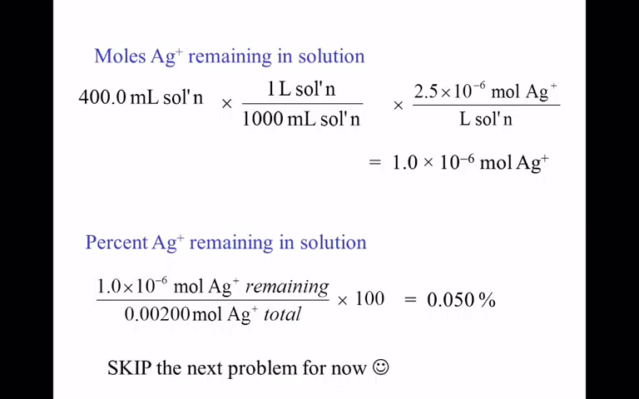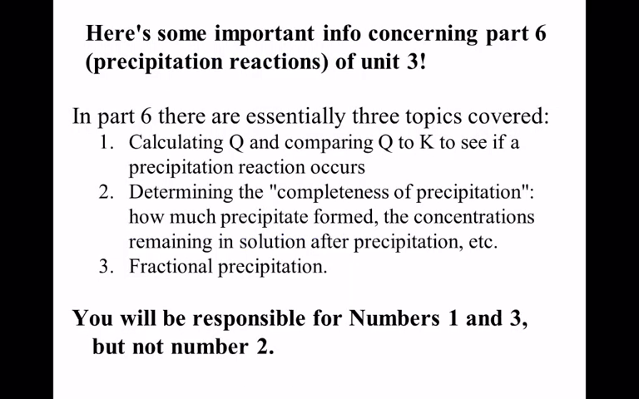So, skip the next problem for now. In part 6, there's ultimately 3 types of problems. One we just did: we calculated Q and compared it to the K to see if a precipitate would form. If the Q is bigger than the K, then a precipitate will form. If it's less than the K, the precipitate will not form. You're responsible for that, and you're also responsible for what we're going to talk about on Monday. I want to give it a little bit of time before we talk about fractional precipitation. It's not very many slides, but I think that would be good for us. So those two, but you don't need to do what we just did with the silver ion, coming up with the 0.050%. You don't have to do that.